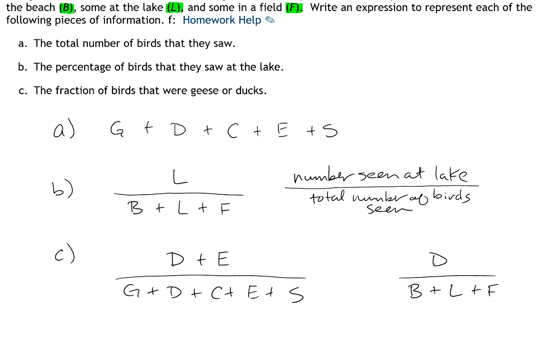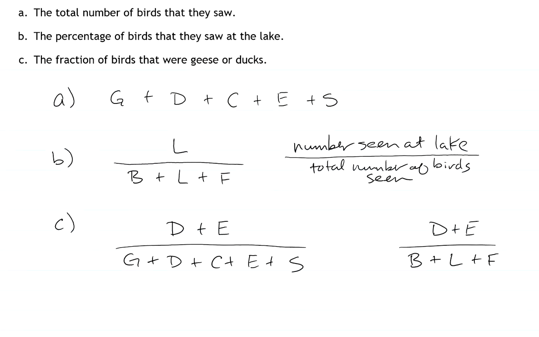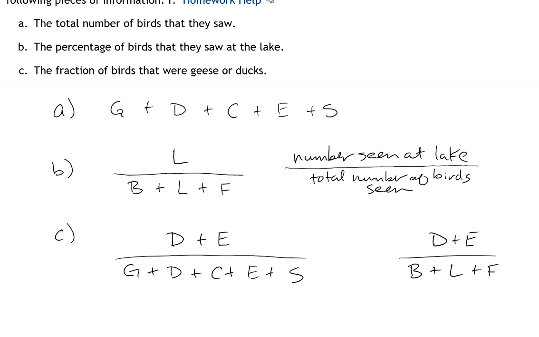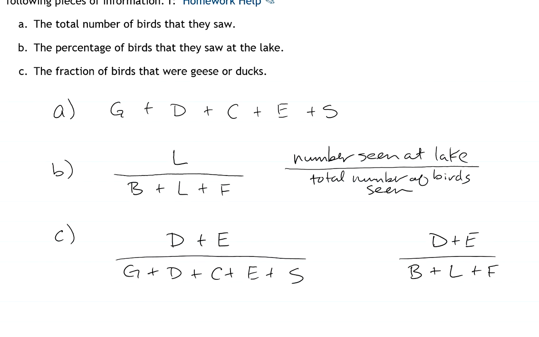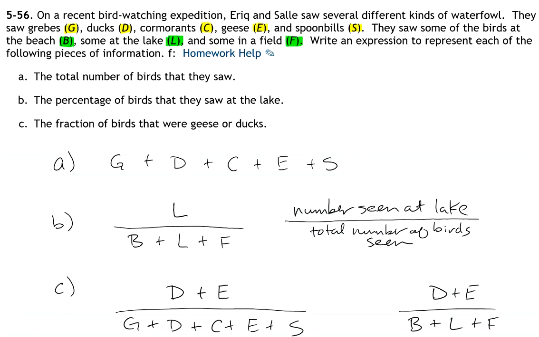So D plus E divided by the total number of birds seen would give me the fraction of birds that were geese or ducks. That's it for this entire homework assignment.